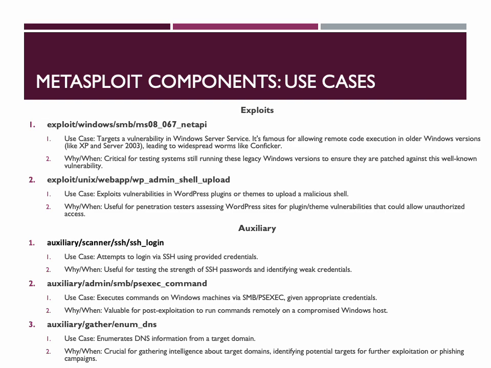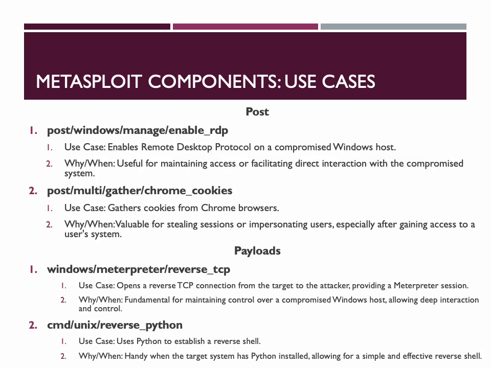Then comes auxiliary, but in this case you're gathering and enumerating the DNS. So in this case, of course, you're enumerating the DNS from a target domain. Why and when? Crucial for gathering intelligence about target domains, identifying potential targets for further exploitation or phishing campaigns, right? So it tells you all about the DNS.